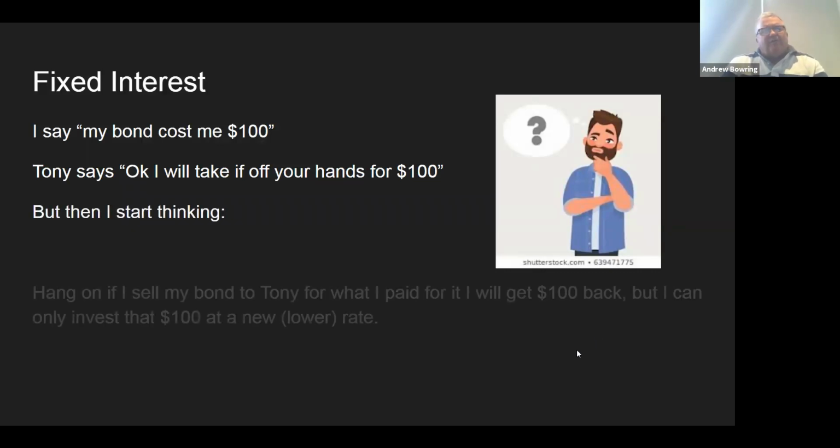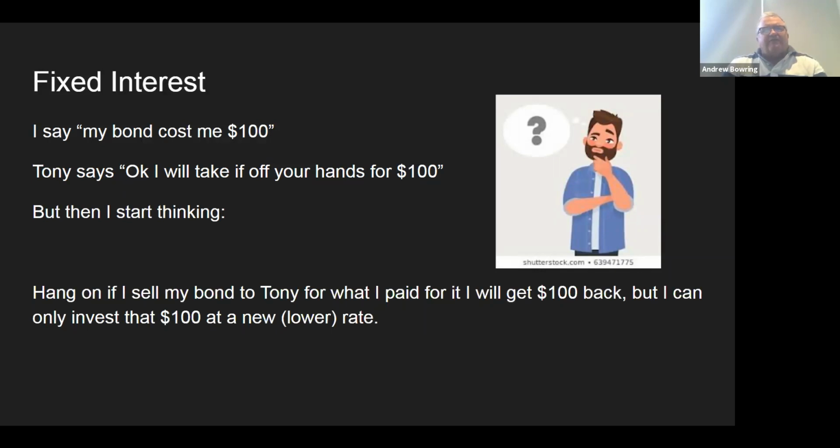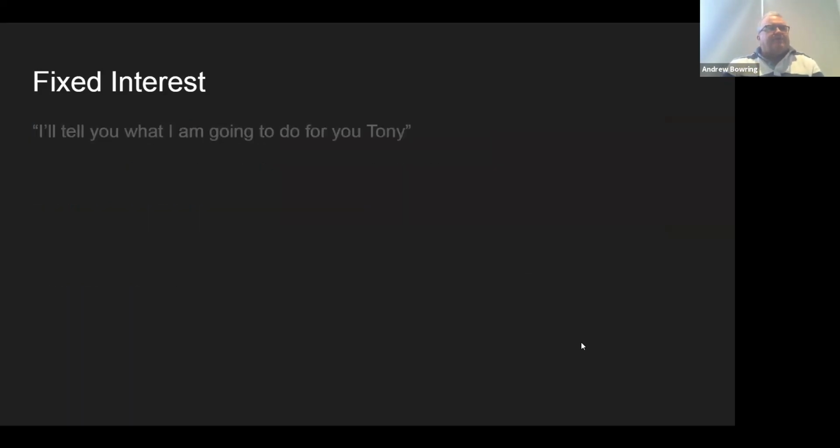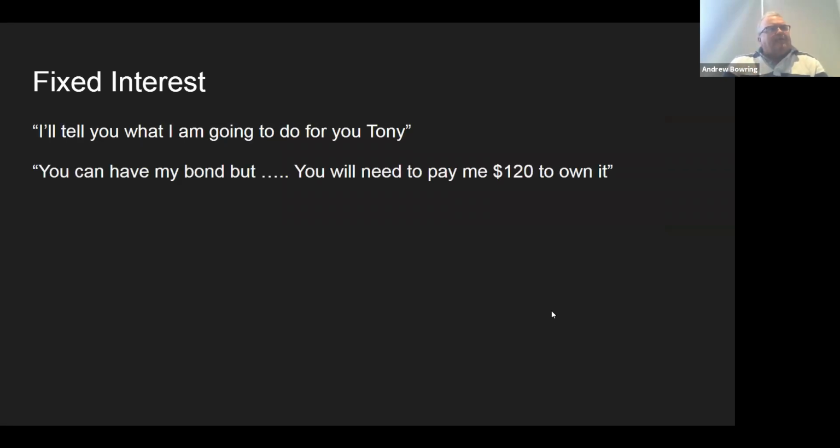But then I start thinking to myself, look, if I sell my bond to Tony, what I paid for it, and get my $100 back, then I'm in his position. All I can do is then put my $100 in at a 0.5% rate. So why would I give up my bond that's paying a 1.5% interest rate to have to go and buy another one that would only pay 0.5? And the answer is pretty simple. I go back to Tony and I tell him, Tony, I'll tell you what I'm going to do for you, mate. You can have my bond, but you're going to need to pay me $120 for it, because it's more valuable now because the interest rates have fallen.